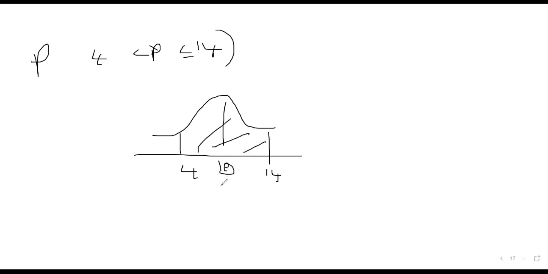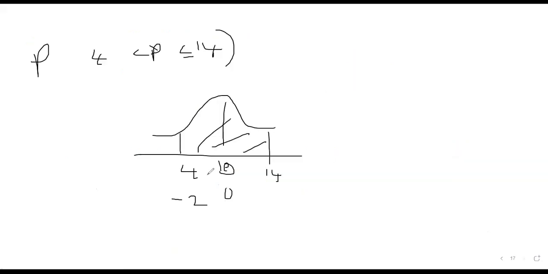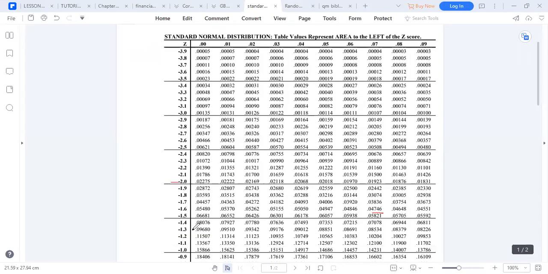So the 4 here, we already standardized. We found a negative 2. The 14, we found 1.33. Then here, I would advise just read them directly from the table as they are and subtract them. Negative 2, you go to negative 2, you find 0.02275.